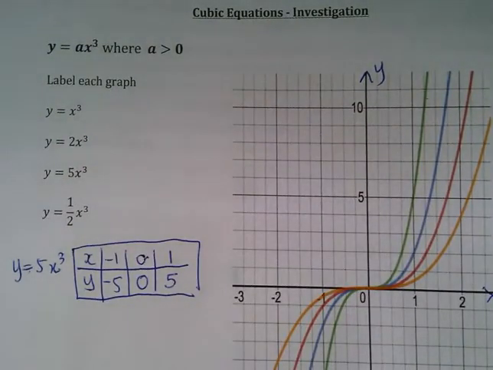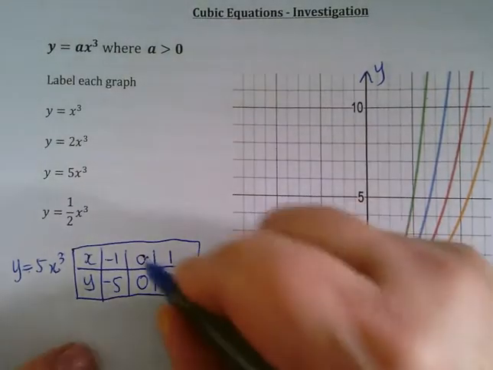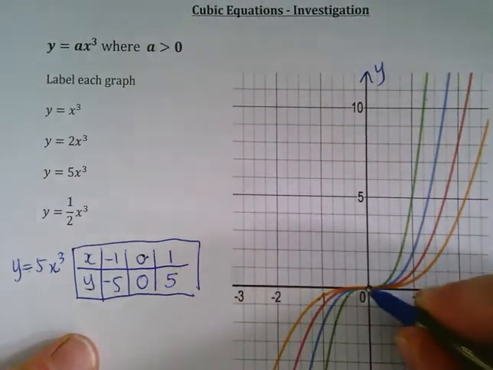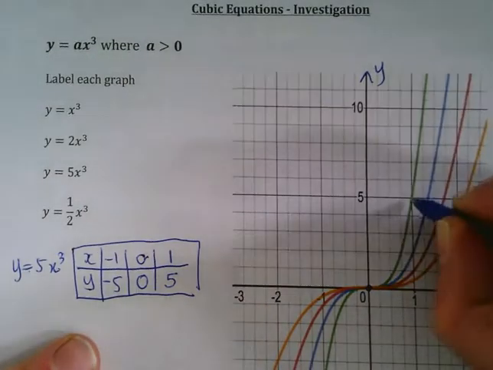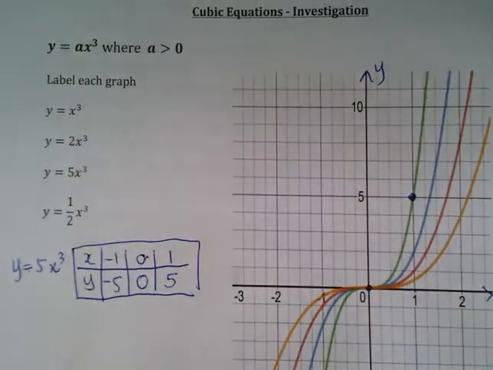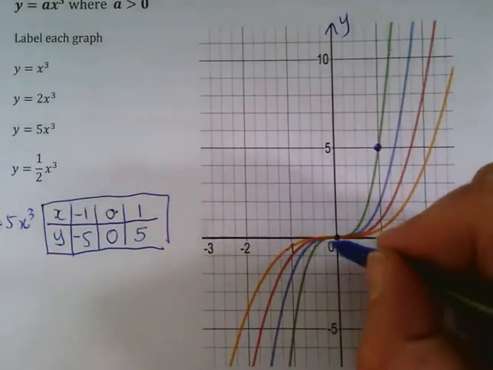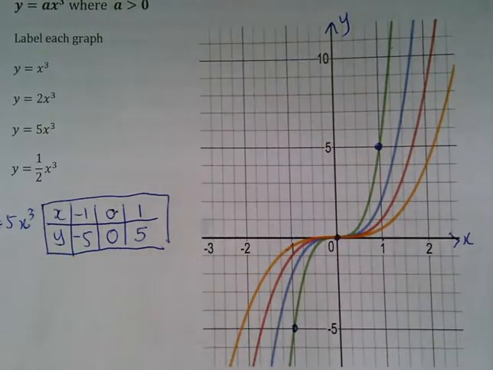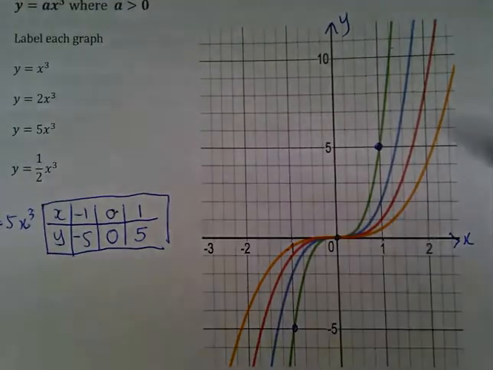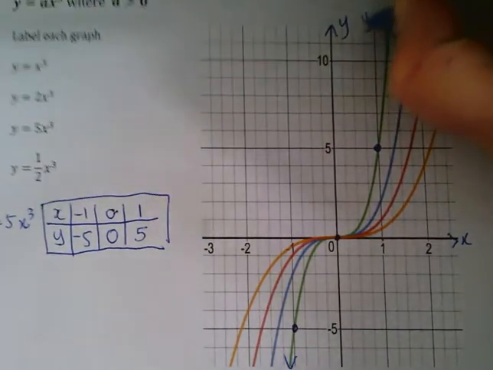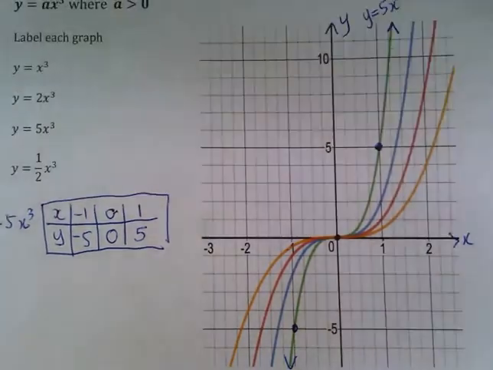We are correct. I want to see which curve has the points 0, 0. Well, they all do. The point 1, 5: when x is 1, y is 5. That's up there. Can you see that? Also looking down here, when x is negative 1, y is negative 5. That's that point there. So that's how we can tell. So let's label our first graph y equals 5x cubed.